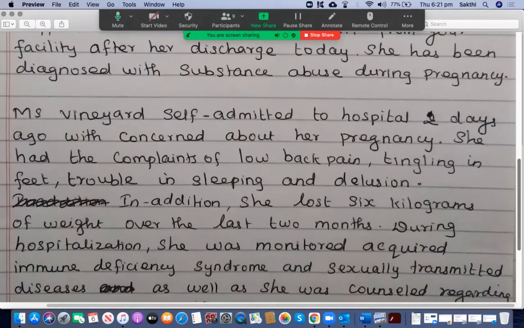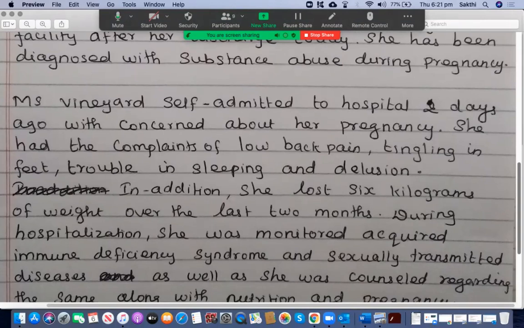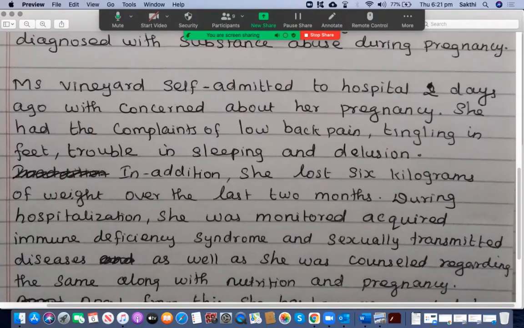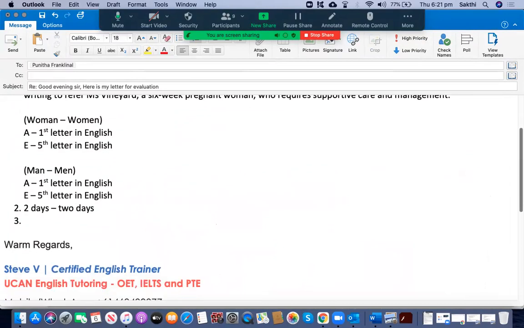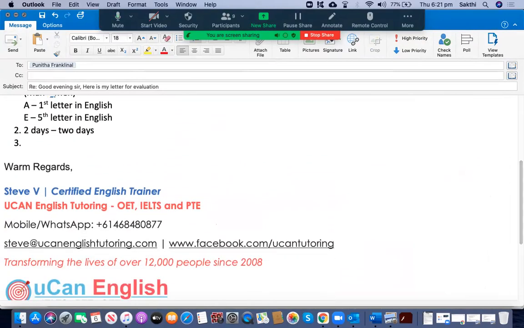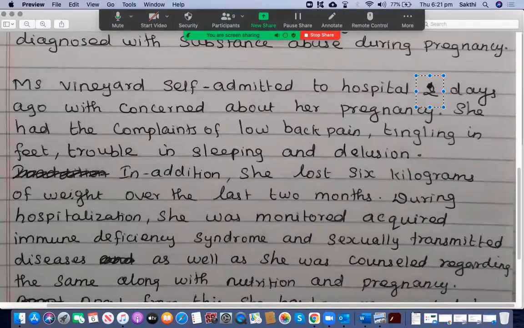Miss Vineyard self-admitted to hospital 2 days ago. It's better to use the numbers like 1 to 10, I mean below 10, in terms of words. For example, instead of writing down 2 days, it's not a grammar mistake, it is just a recommendation only. You can write TWO. You could have done that. It makes your letter even more formal.